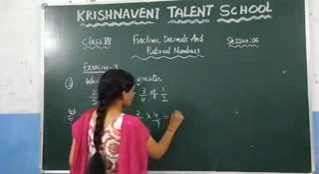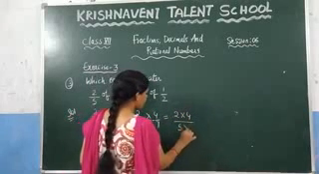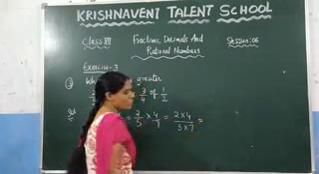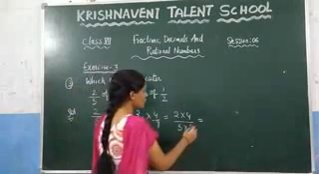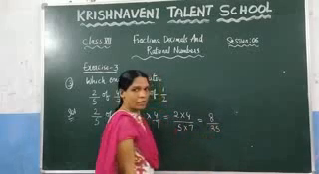We already discussed, you just need to multiply the numerators and multiply the denominators. So after multiplying the numerators, what do you get? 2 into 4. Similarly, what are the denominators here? 5 into 7. What is the value of 2 into 4? Which is 8. And what is the value of 5 into 7? Which is 35.